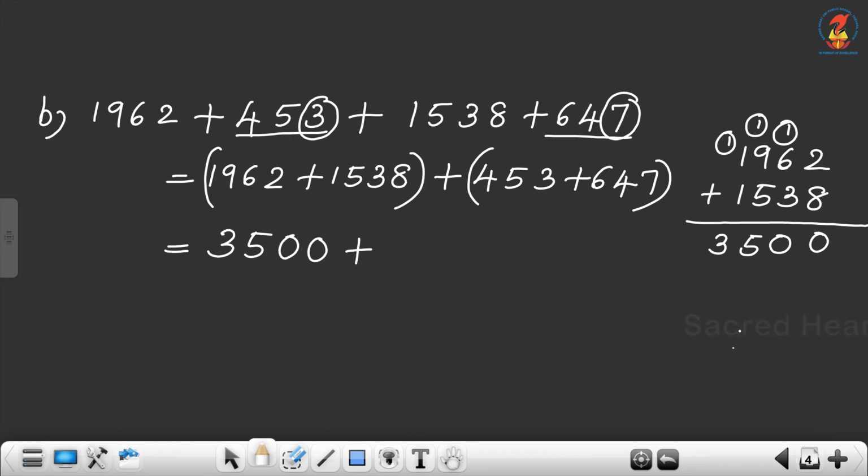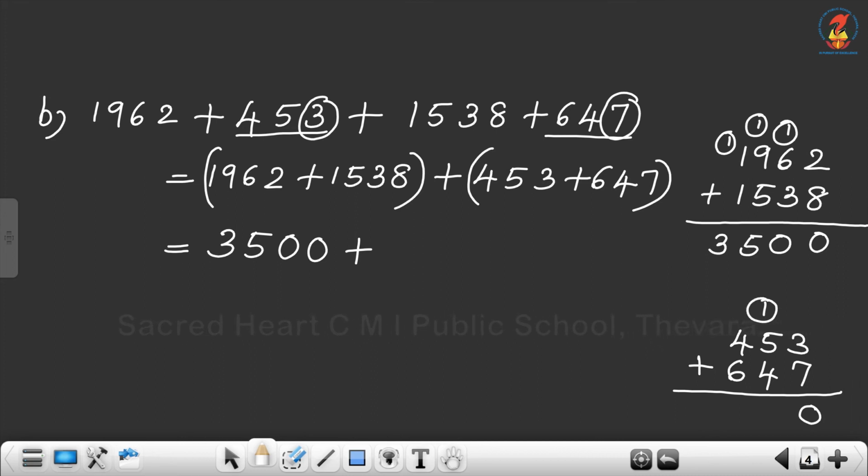the next one, 453 plus 647. 7 plus 3, 10. Carry over 1. 5 plus 4 is 9. 9 plus 1, 10. Again carry over 1. 6 plus 4, 10. 10 plus 1, 11. So 1100. Now we can do it easily.